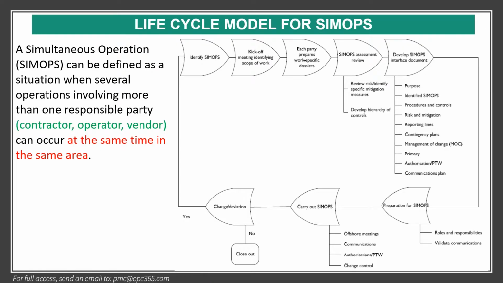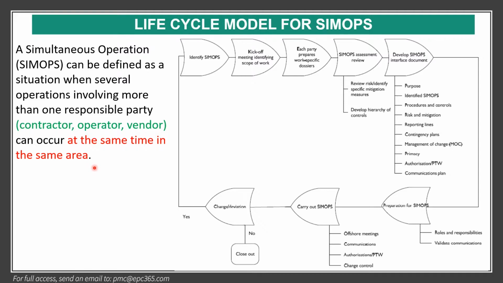So here is a typical life cycle model for SIMOPS. Let's first start with the definition of SIMOPS. A SIMOPS operation can be defined as a situation where several operations involving more than one responsible party, such as contractor, operator, or vendor, can occur at the same time in the same area.